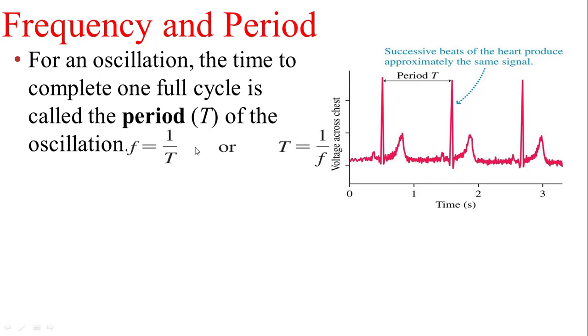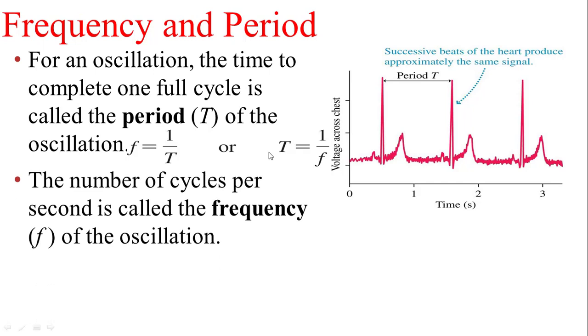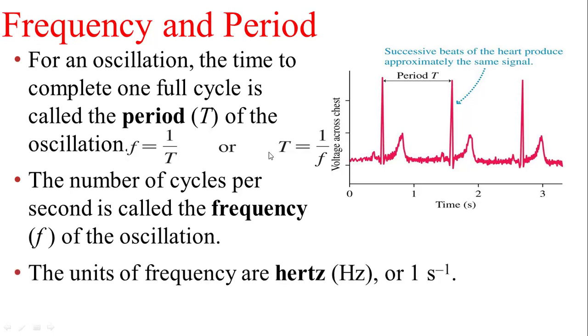Now, f is equal to 1 upon T and T is equal to 1 upon f. This relation shows that frequency and time period are inversely proportional to each other, or both are the inverse of each other. The number of cycles per second is called the frequency of the oscillation, and it is denoted by f. Now, the unit of frequency is hertz and it is denoted by Hz. One hertz is equal to one cycle per second, or a time period of 1 second, in the bowl and ball system.